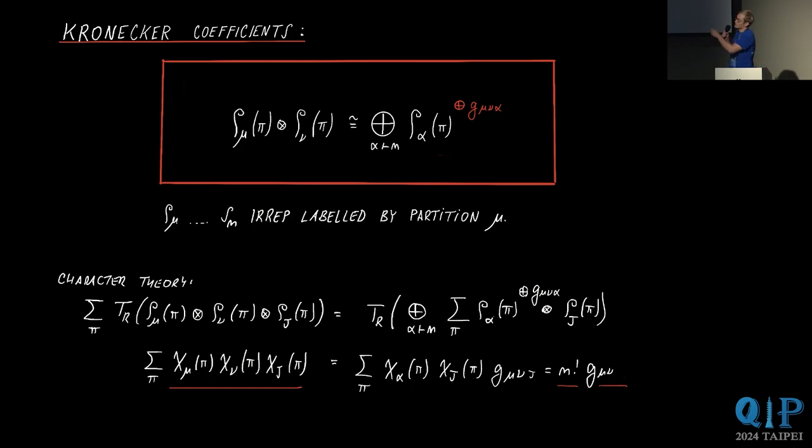Right, and this is the quantity that we are interested in here. You can also use a bit of character theory to find a combinatorial model, or sort of an algebraic formula for this. You can express it as a sum over characters of your irreducible representations, and you're basically summing over the entire group, and you get some factor times your Kronecker coefficient.